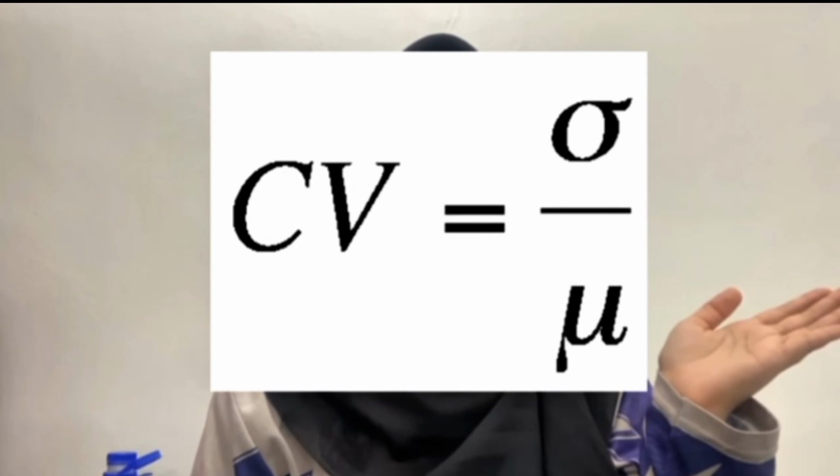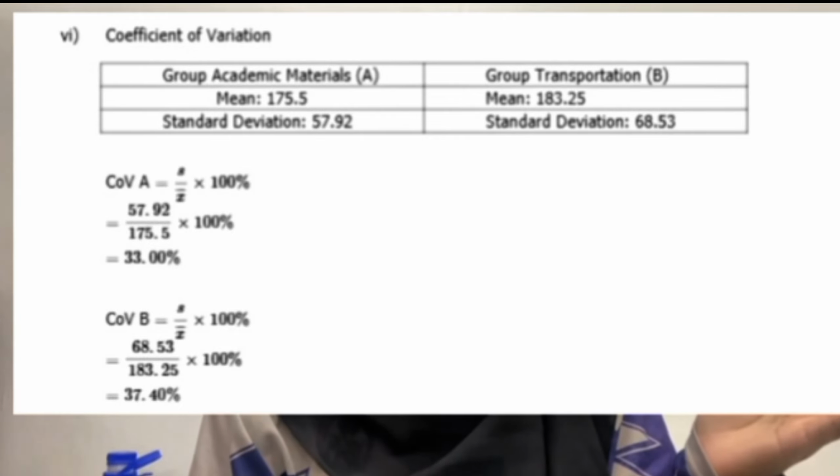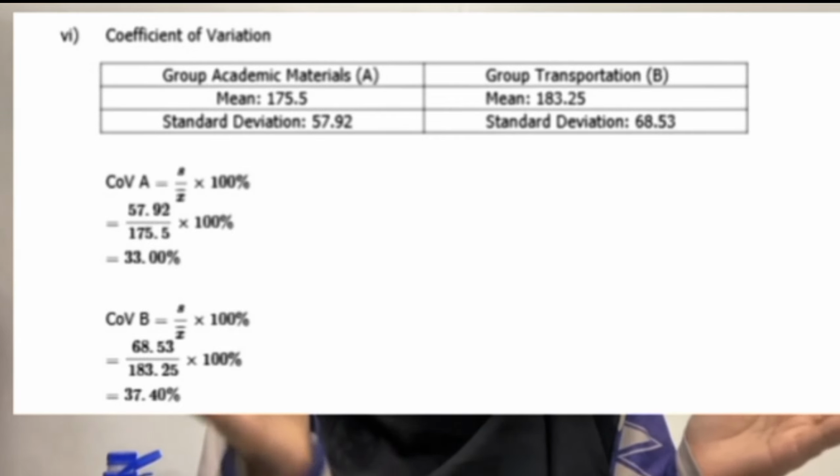Now for the coefficient of variation, it is used to compare how spread out two different sets of data are. The formula is like this. We have two groups. Group A is spending on academic stuff. Group B is spending on transport. So the answer shows Group B is spending a bit more inconsistent or spread out compared to Group A.